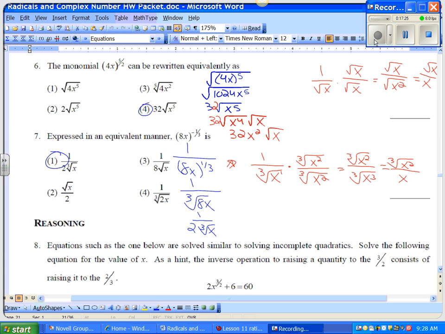Okay, so those ones are a little bit different. When you're dealing with indexes other than 2, you have to make sure that you are multiplying by something that's going to make it simplify down to a non-radical. Okay, so that's just a little side note. We'll do more work with that.